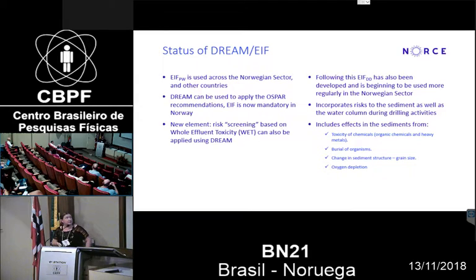And I won't talk about the drilling discharge, I don't think, but this is also developed for the Norwegian continental shelf, and there you have the toxicity of the chemicals, but you also have burial of organisms and the change in your sediment structure and oxygen depletion. All of these pose an environmental risk.